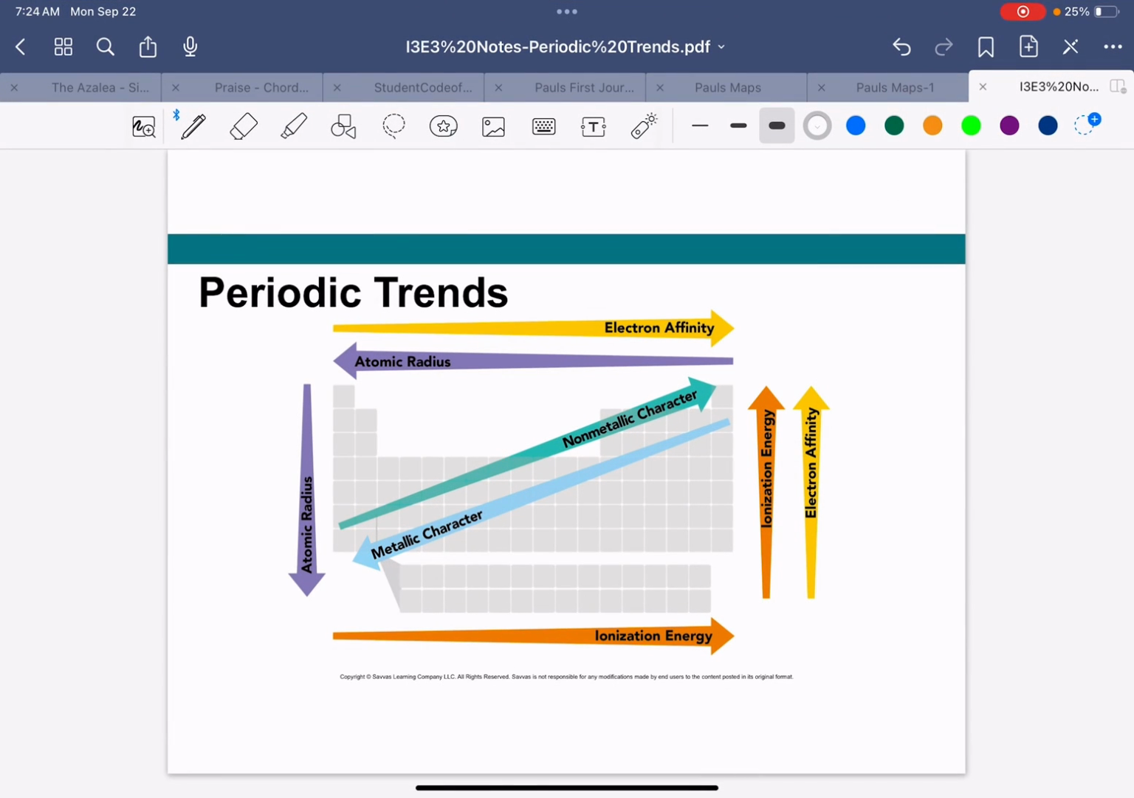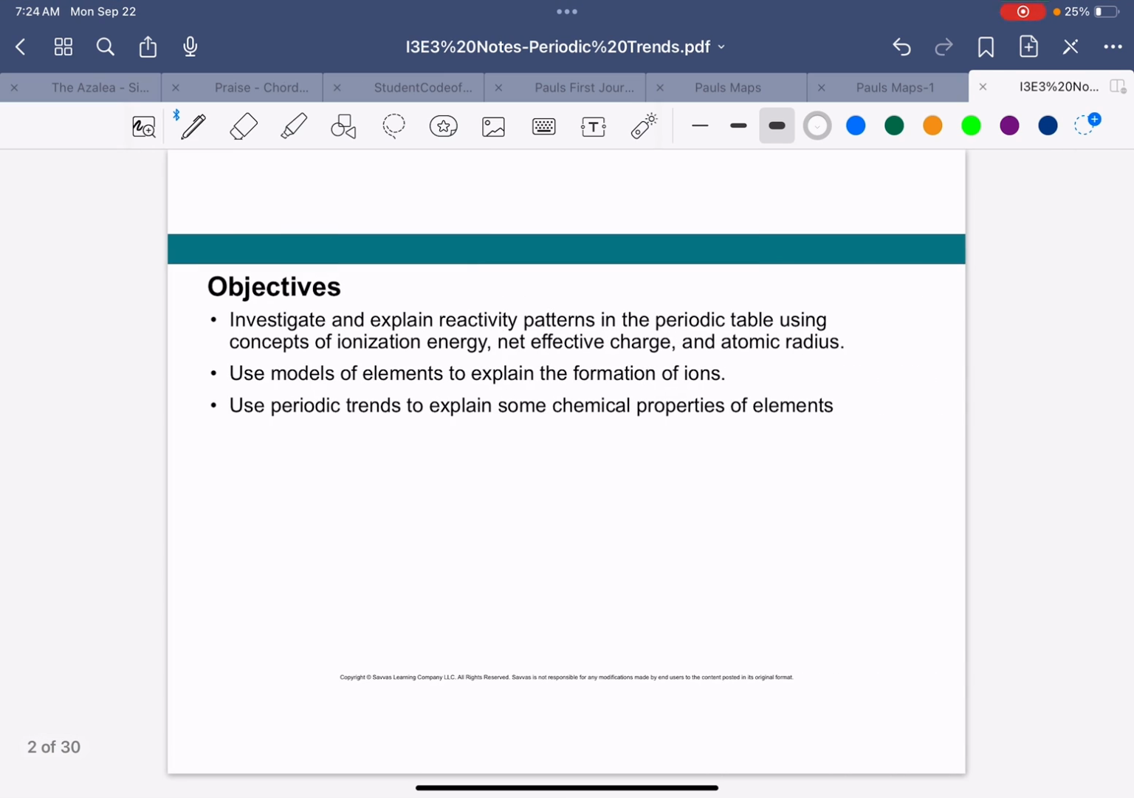Howdy students, this is a lesson on periodic trends. We're going to cover multiple trends today, so it's important to have your flip books out and make sure you pay attention to which page number you're putting these on. Our objectives today are to look at reactivity patterns using ionization energy, effective charge, and atomic radius.